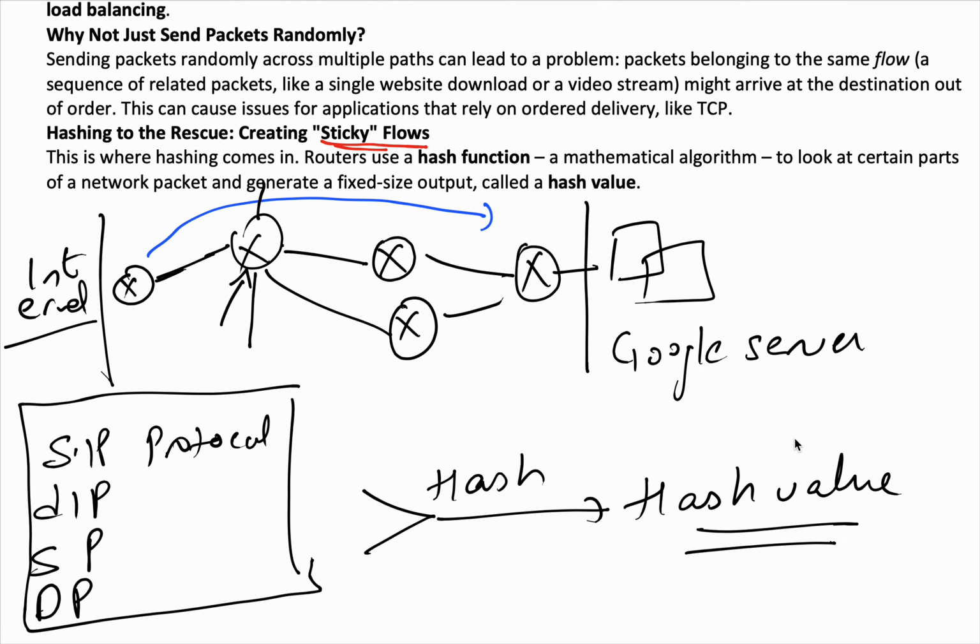Right. Now the router creates a hash function. It creates a hash value. So the next time a packet is arriving, for example, a packet arrived here.